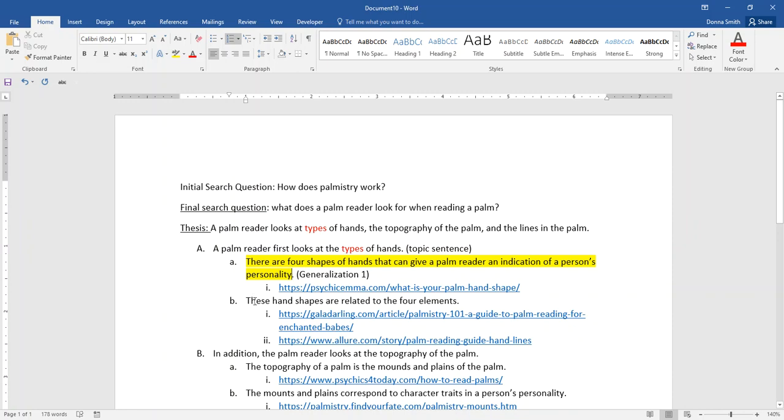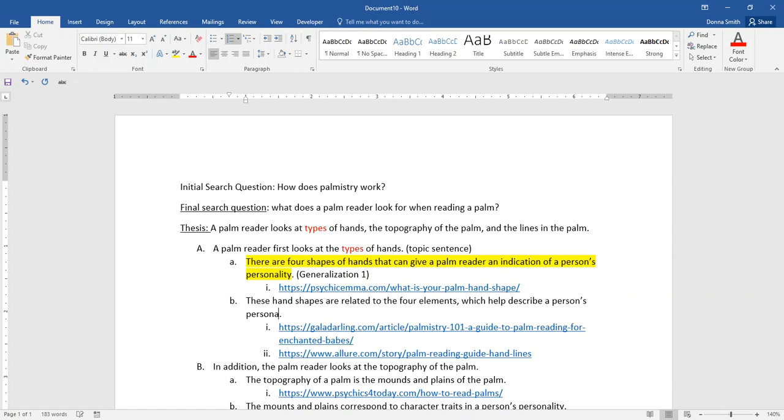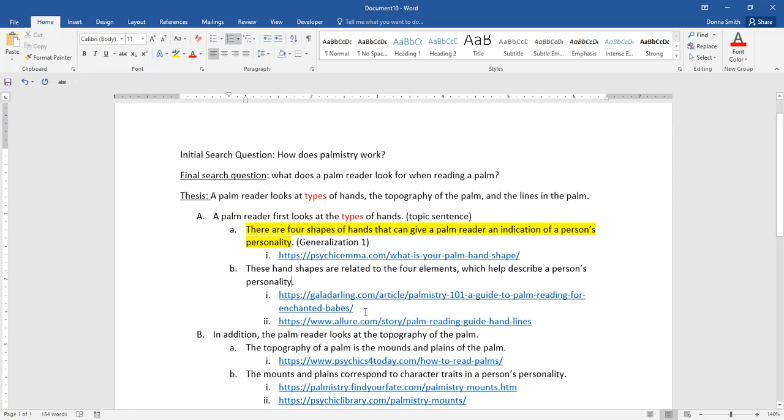Okay, so here's, these hand shapes are related to the 4 elements which help describe a person's personality. And then I found 2 articles that I thought would help me, and so I put both of them here because I want to be able to use them both.